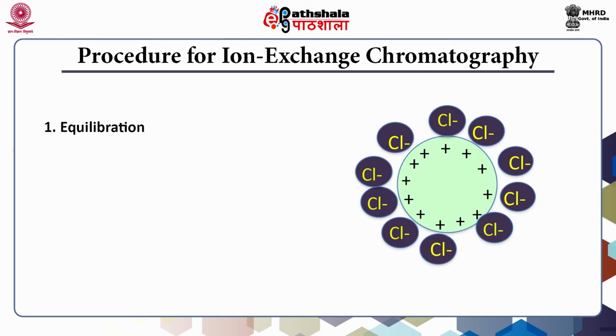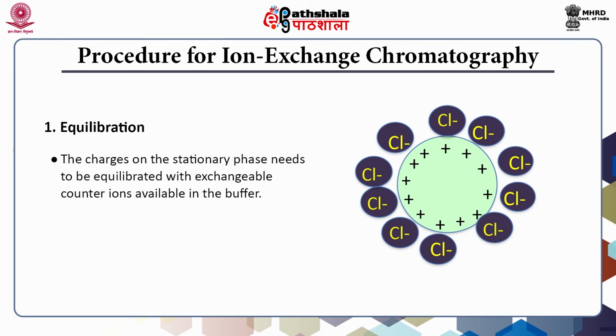Here we will discuss the first step, that is equilibration of the ion exchanger. What does it mean? The charges on the stationary phase need to be equilibrated with exchangeable counter ions available in the buffer. For example, the chloride ions for an anion exchanger. Chloride ions are negatively charged, and the anion exchanger contains positive charges on its surface. You can appreciate this in the figure present in this slide.